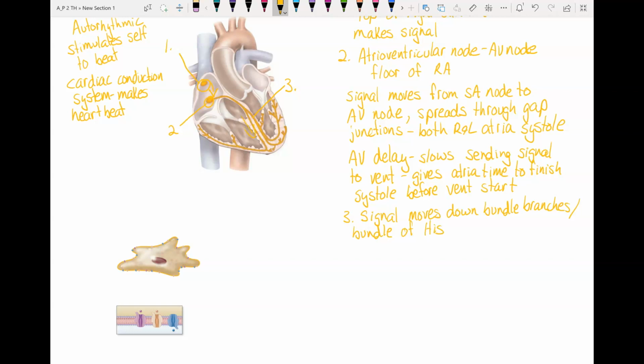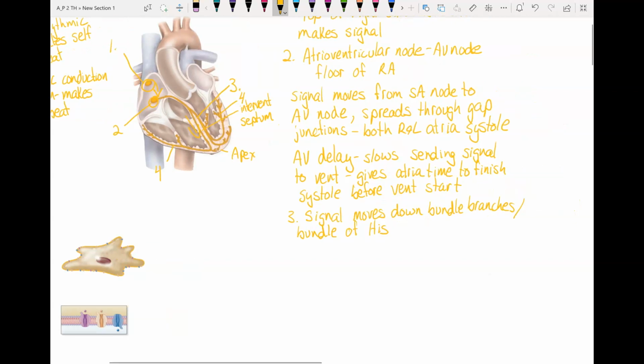And it's going this way toward the apex of the heart. The apex is that pointy tip of the heart. This is the wall that is separating the two ventricles, so this is the interventricular septum. So it goes down the interventricular septum to the apex. Then once it gets to the apex, we have these parts, here, and then they're over on this side also. Those are the Purkinje fibers.